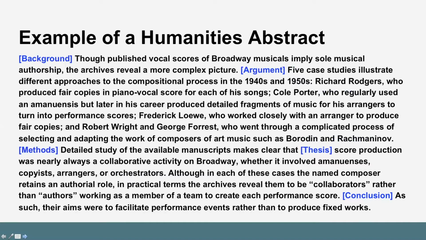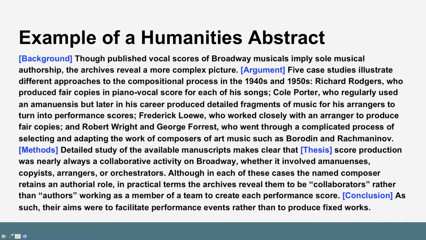How did this person go about doing their study? Detailed study of the available manuscripts made clear that, and then they present their main point, score production was nearly always a collaborative activity on Broadway, whether it involved amanuenses, copyists, arrangers, or orchestrators. Although in each of these cases the named composer retains an authorial role, in practical terms the archives reveal them to be collaborators rather than authors, working as a member of a team to create each performance score.